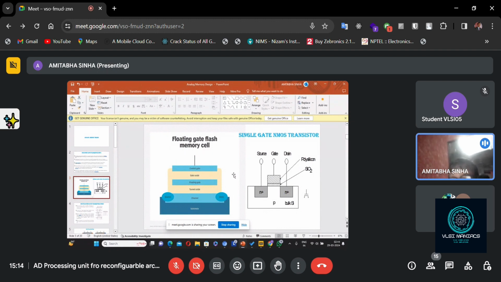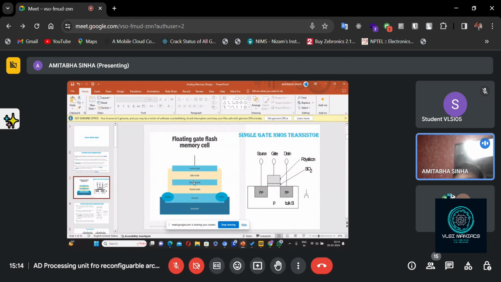Whereas in the floating gate flash memory, there are the control gate and floating gate, and this is the gate oxide, and this is the tunnel oxide. And here are the source and drain, and in between there will be a channel. This is the substrate. So we all understand the concept of NMOS transistors, and here, what is the difference?